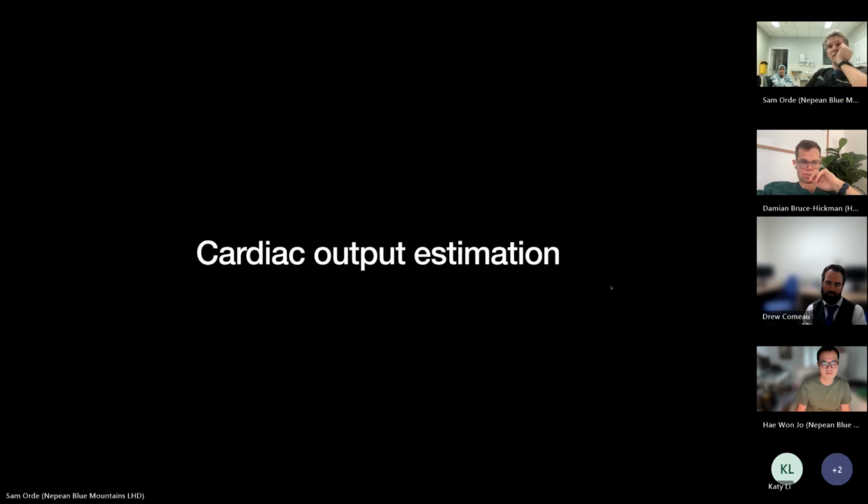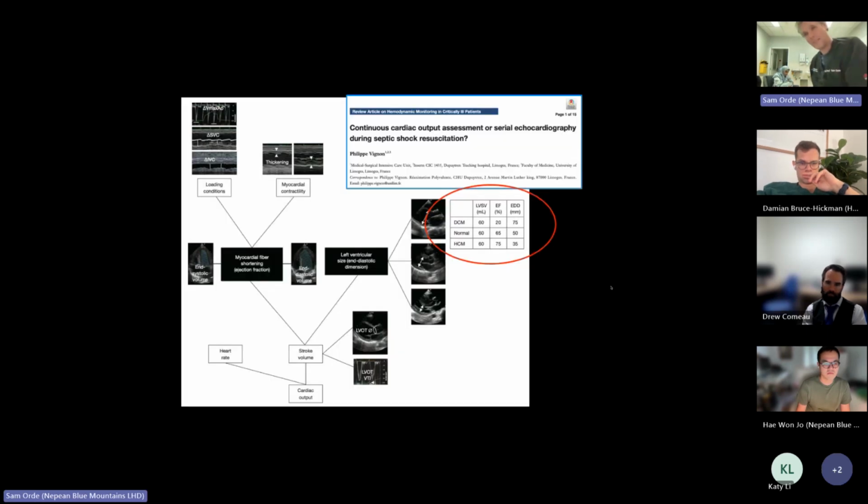Okay. Let's talk about cardiac output. I think in critically ill, using ejection fraction in isolation is dangerous. One of the things I'm going to try and include it with is a stroke volume evaluation. This is a really nice paper done by Philippe Vignon describing some of this.